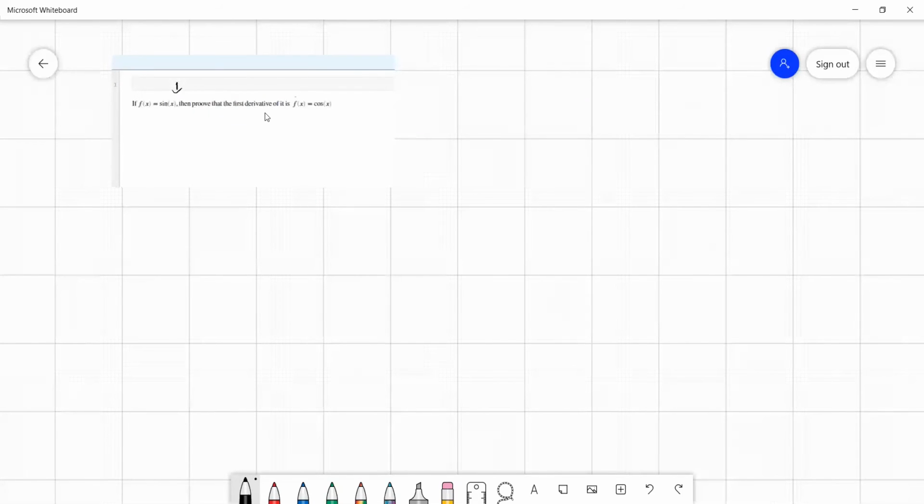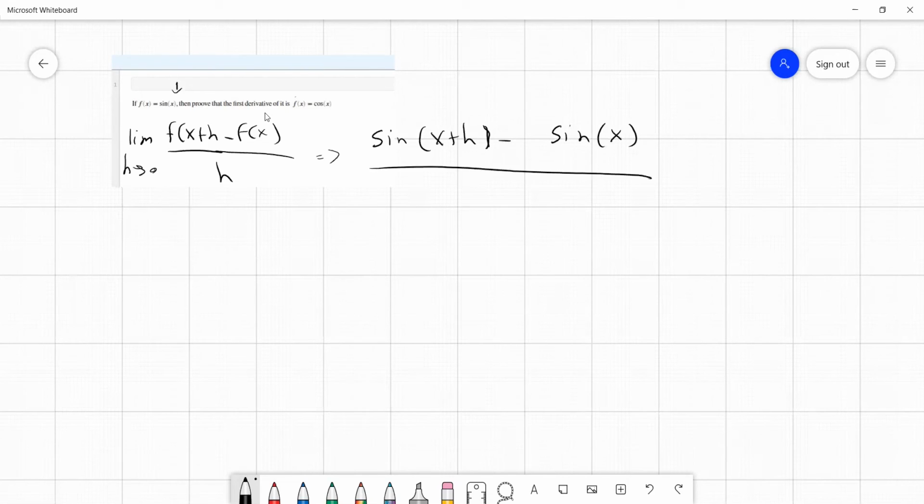So let's see. My first thought process was that, okay, this is the derivative. So I'm going to use the never fail formula. I'm going to say limit as h approaches 0. Let's first write the formula: f of x plus h minus f of x, divided by h. So I'm going to plug in sine into this. So that would be sine of x plus h minus f of x. So f of x is sine x, so minus sine x, and divided by h.